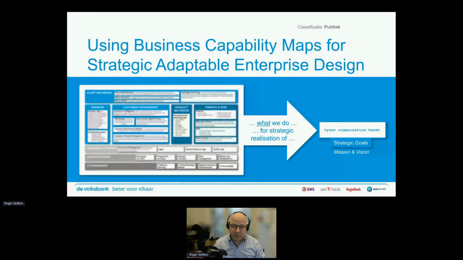So let me first start with introducing the Volksbank. We're the fourth largest Dutch national retail bank with 4 complementary brands with corresponding complementary target customer demographics. We serve these customers with an omni-channel, multi-brand and single platform approach, and we use business capability maps as part of the strategy for realizing our mission and vision.